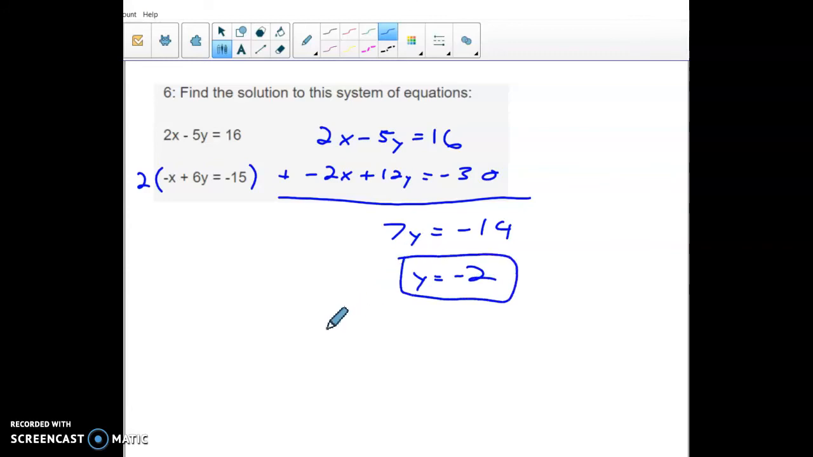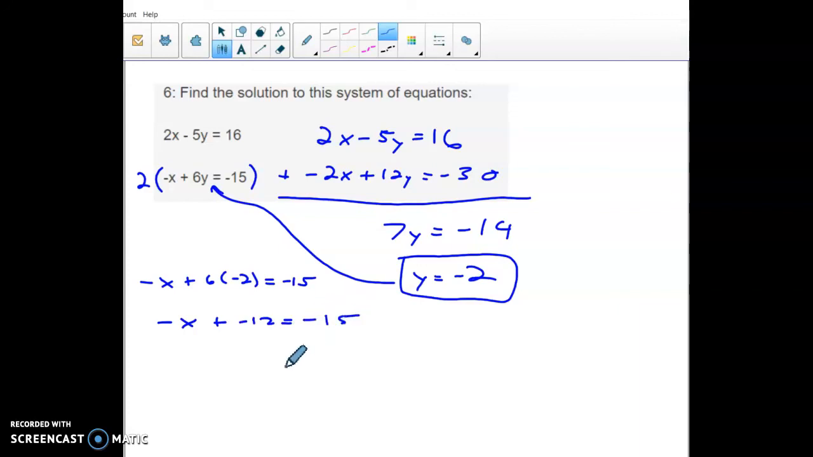All right, so now we got y, and now we just have to plug it in to find x. So you can use either equation again. I'm just going to use the bottom one here. So negative x plus 6 times negative 2 equals negative 15. And so we'd have negative x plus negative 12 equals negative 15.